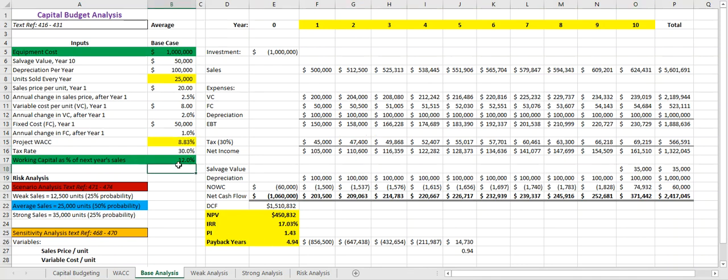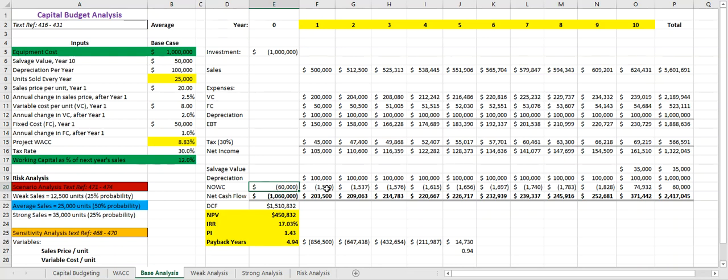Working capital in this problem is 12% of the following year's sales. Working capital is excess cash that you need to have before you get reimbursed from the sale of the product. Working capital, in this case, is 12% of $500,000. Thus, $60,000 of cash in year zero is additional cash outlay for this project.